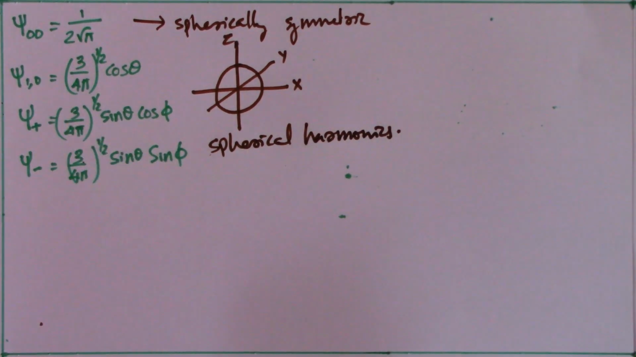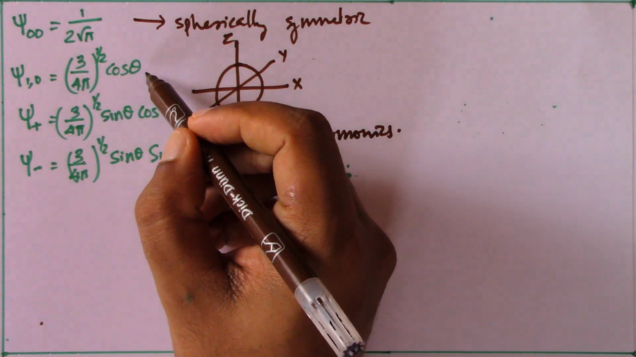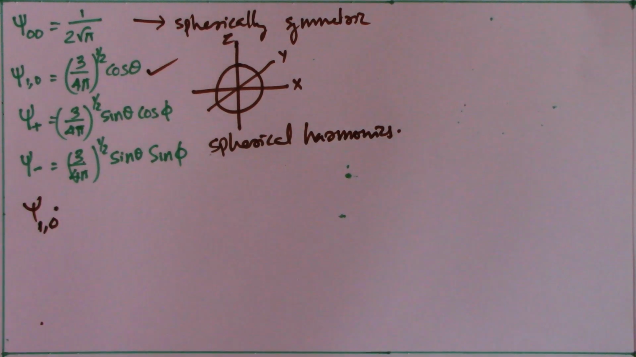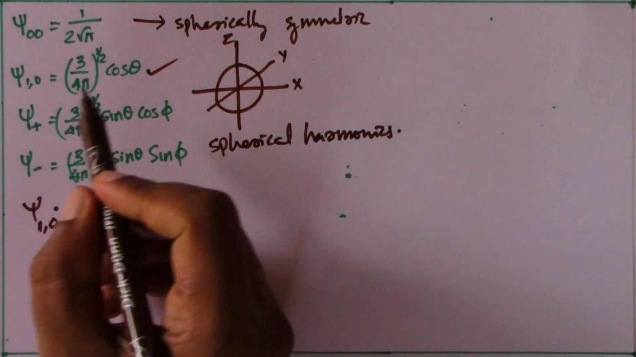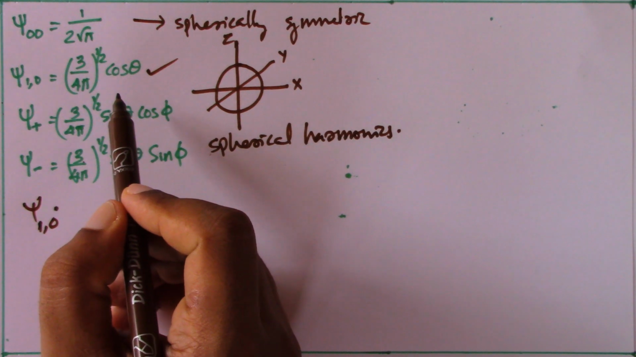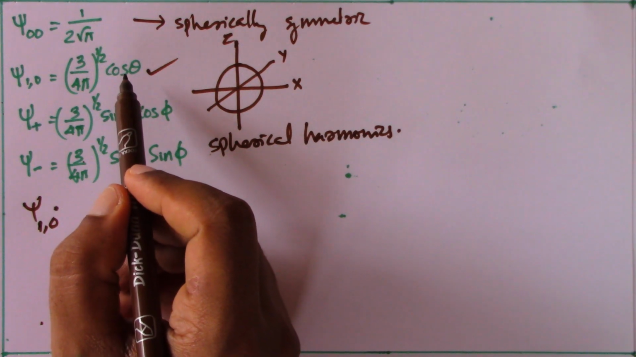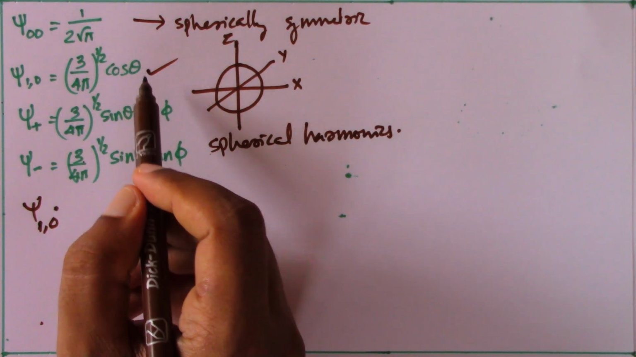So these spherical harmonics are real functions consisting of trigonometric functions which represent certain harmonicity of the wave function over the surface of the sphere. Okay, so spherical harmonics. We can try to plot these spherical harmonics. First let us take this function, that is psi 1 0. The value of psi 1 0 is equal to 3 by 4 pi raised to half cos theta. We can check how the value of this function varies with respect to different values of theta.